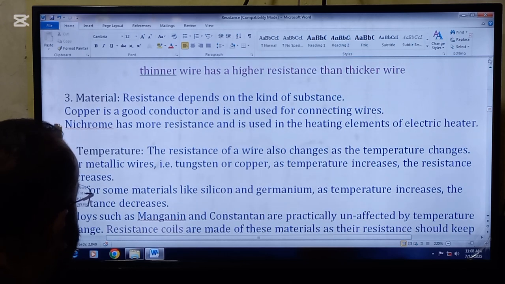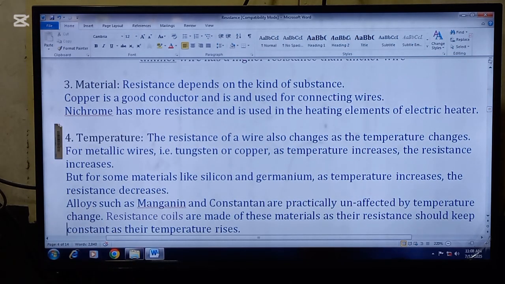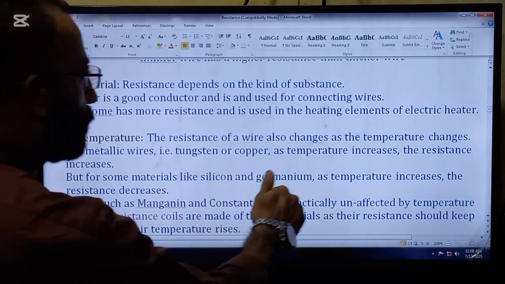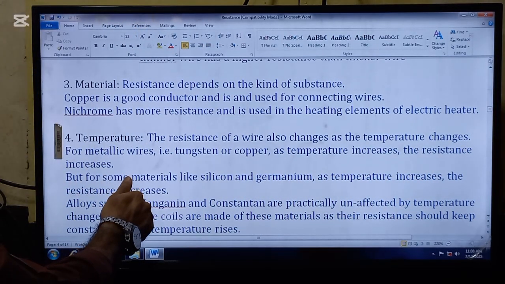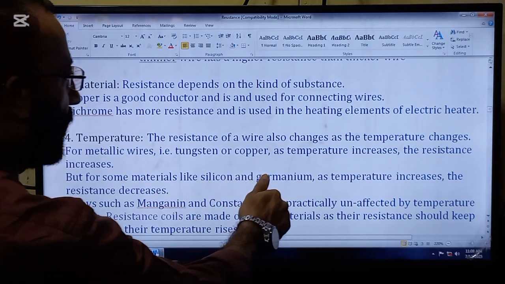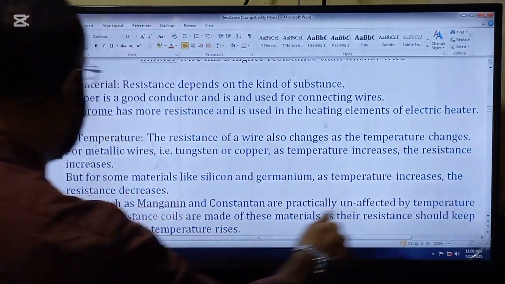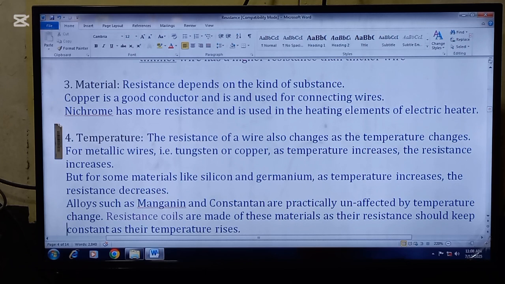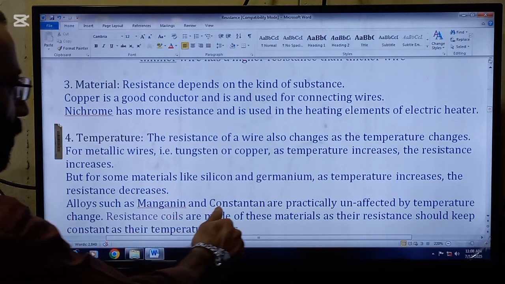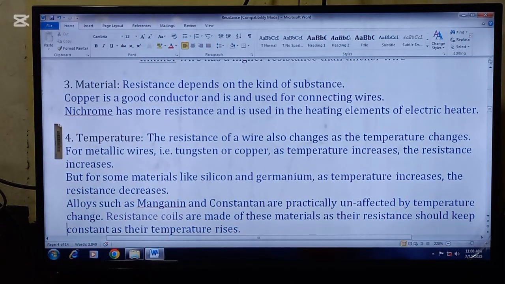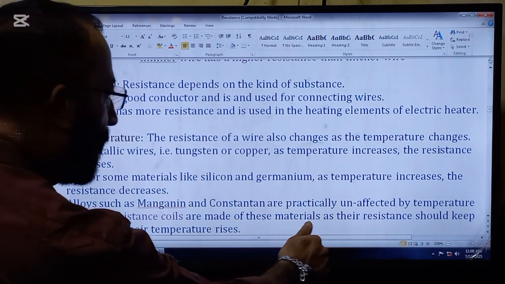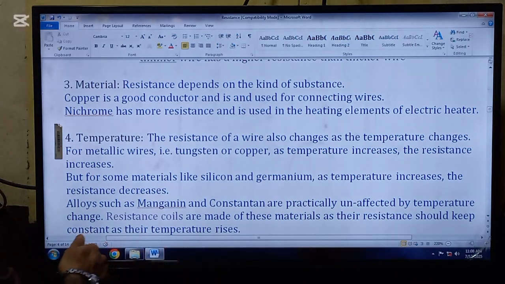The next factor that we are going to read is the temperature. The resistance of a wire also changes as the temperature changes. For metallic wires, that is tungsten or copper, as temperature rises, the resistance also increases. But for some materials like silicon and germanium, as temperature increases, the resistance decreases. Alloys such as manganese and constantan are practically unaffected by the temperature change.